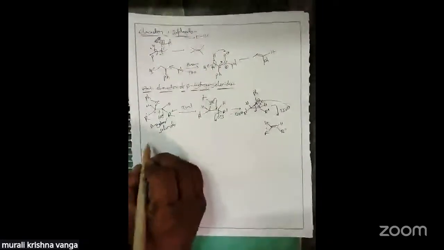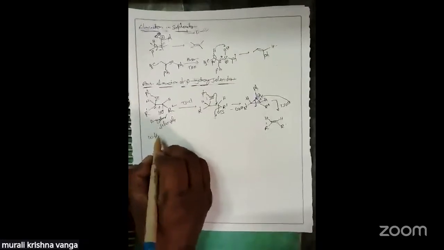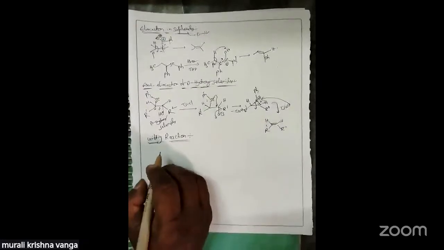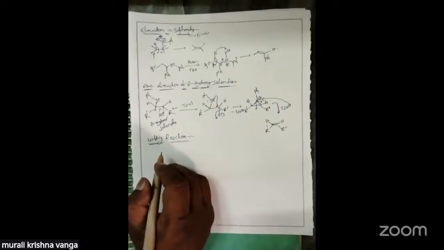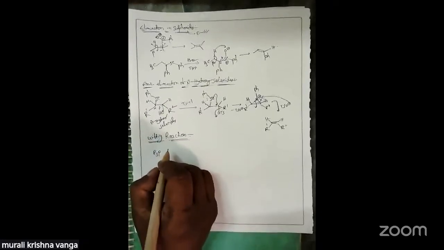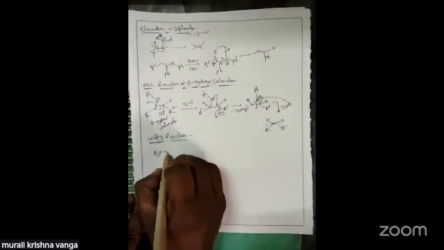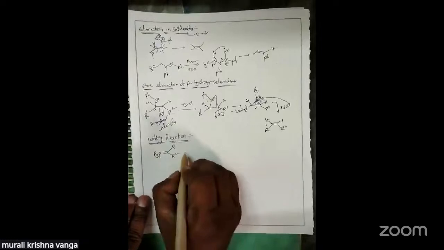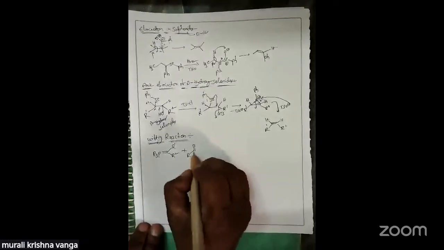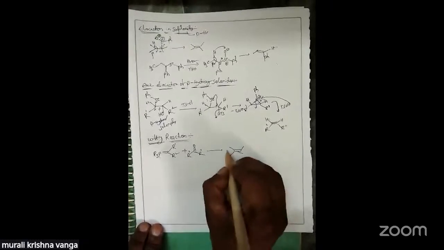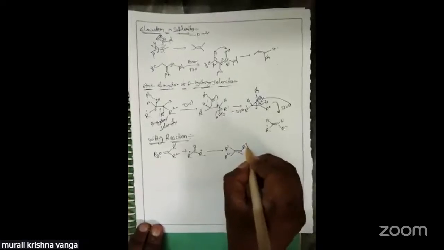Next one is the Wittig reaction. The Wittig reaction involves phosphorus ylides. When phosphorus ylides react with carbonyl compounds, then they give alkenes as the products. This is a phosphorus ylide.